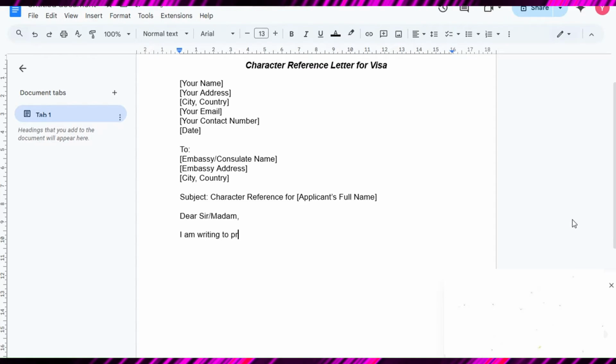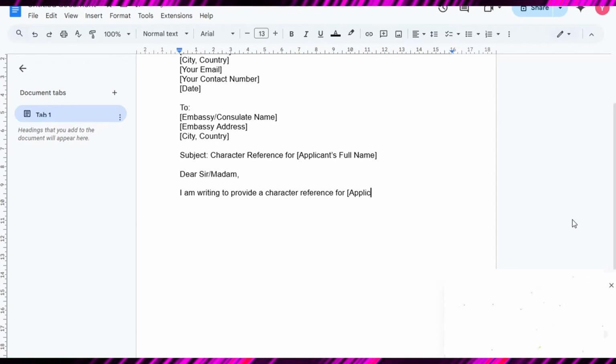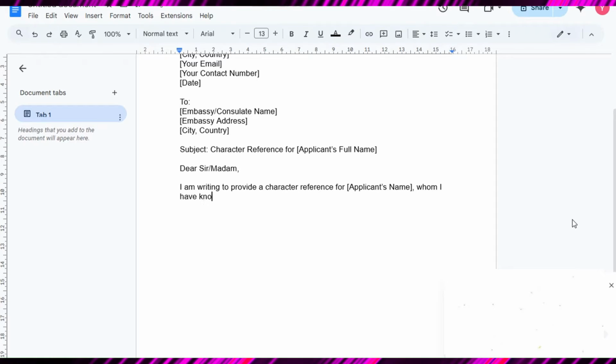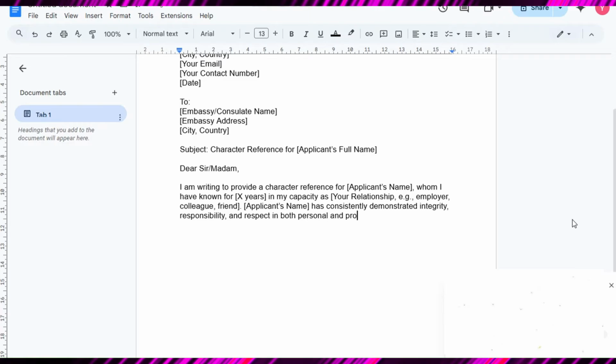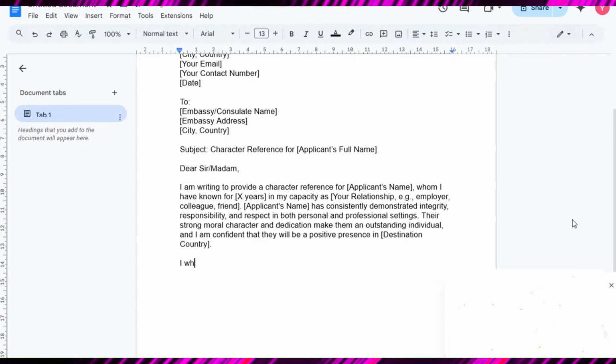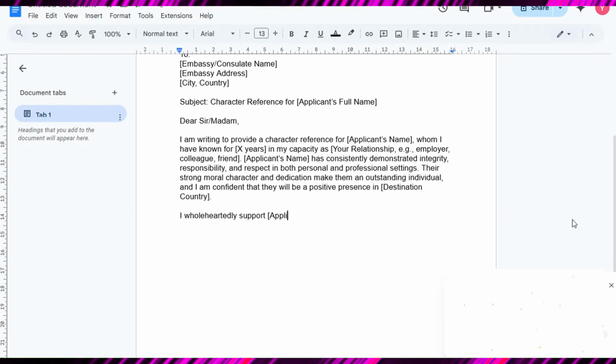After that, write, "I am writing to provide a character reference for applicant's name, whom I have known for X years, in my capacity as your relationship, e.g., employer, colleague, friend. Applicant's name has consistently demonstrated integrity, responsibility, and respect in both personal and professional settings. Their strong moral character and dedication make them an outstanding individual, and I am confident that they will be a positive presence in destination country.